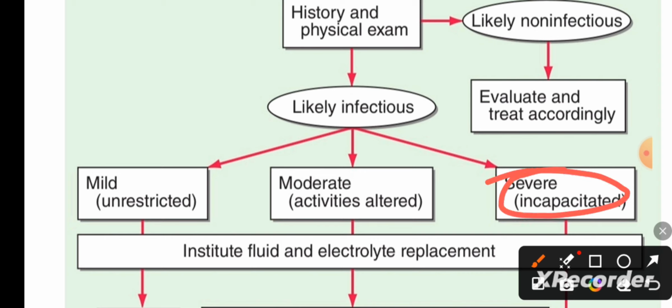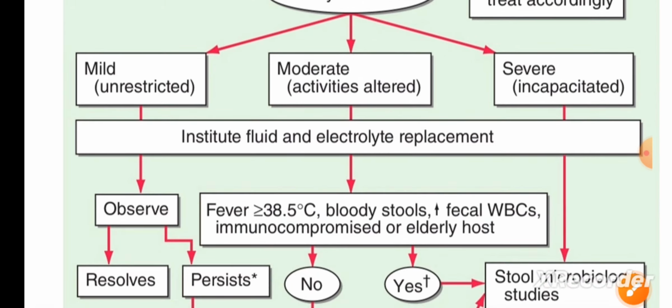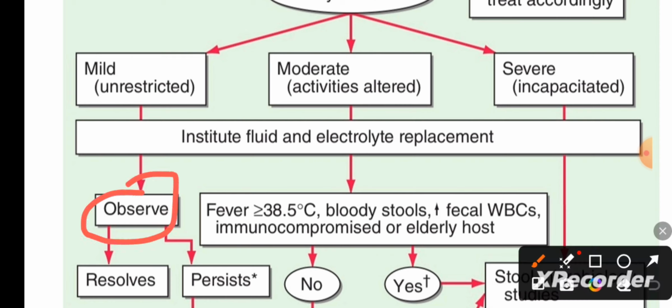Incapacitated means a debilitated person. In all these three types of patients we will go for fluid and electrolyte replacement. This is the first treatment in any case of infectious etiology, whether mild, moderate or severe. After fluid and electrolyte replacement, we'll observe the patient. If the symptoms resolve, then it is okay.